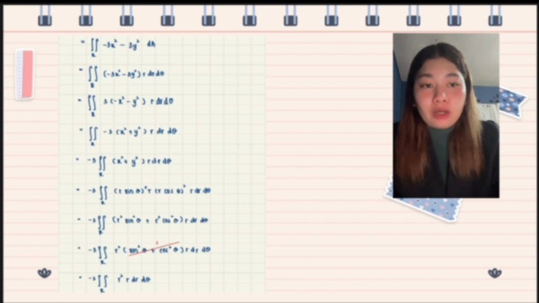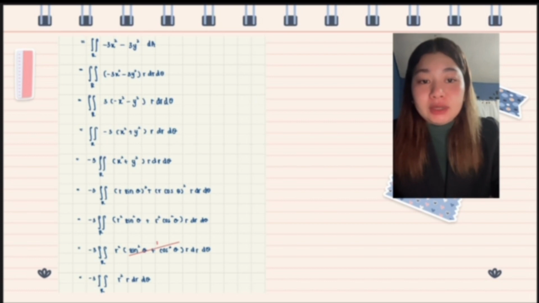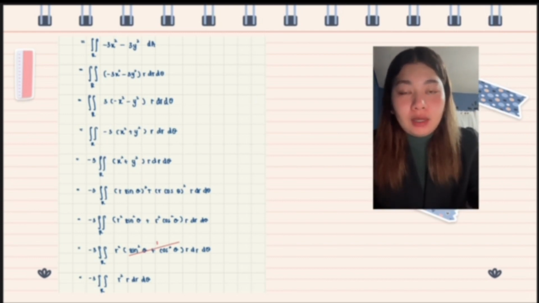After that, substitute the values of df per dy and dg per dx into the formula. It becomes the double integral of negative 3x squared minus 3y squared dA. For your information, dA is equal to r dr d theta, and we replace dA with r dr d theta. Next, we have the double integral of negative 3x squared minus 3y squared times r dr d theta. We can factorize out the negative 3, so now it becomes negative 3 double integral of x squared plus y squared r dr d theta.